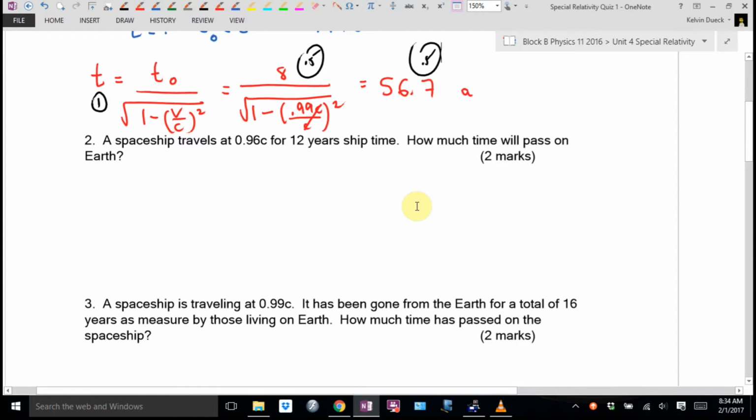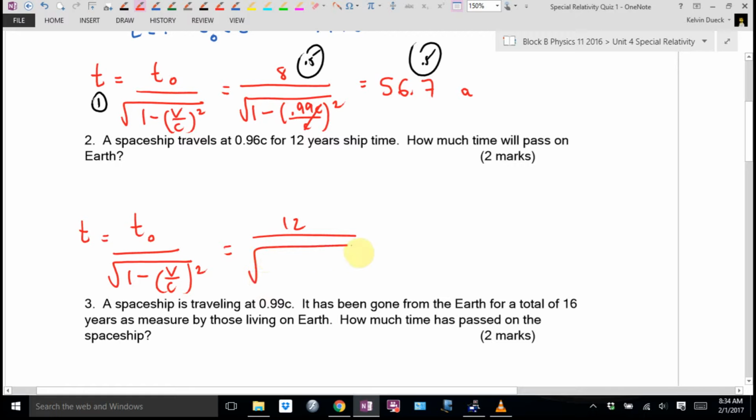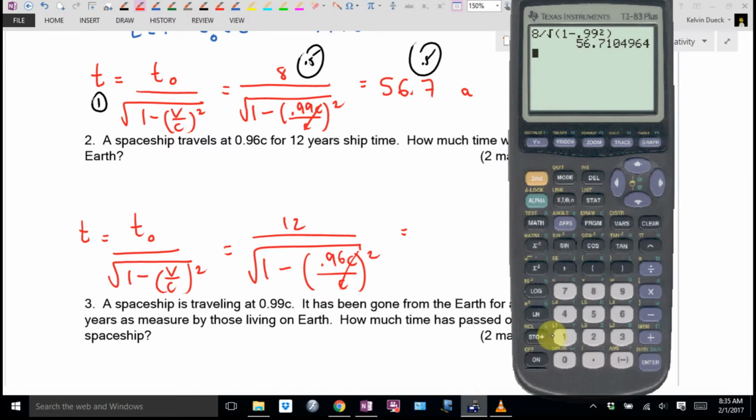A spaceship travels at 96% of the speed of light for 12 years ship time. How much time will pass on Earth? I'm going to take a risk and see if I can do this without listing my data. It's going to be t that we want. 1 minus v over c all squared. So it's going to be 12 divided by the square root of 1 minus 0.96c over c all squared. Geo, do you see? Yes, I see.